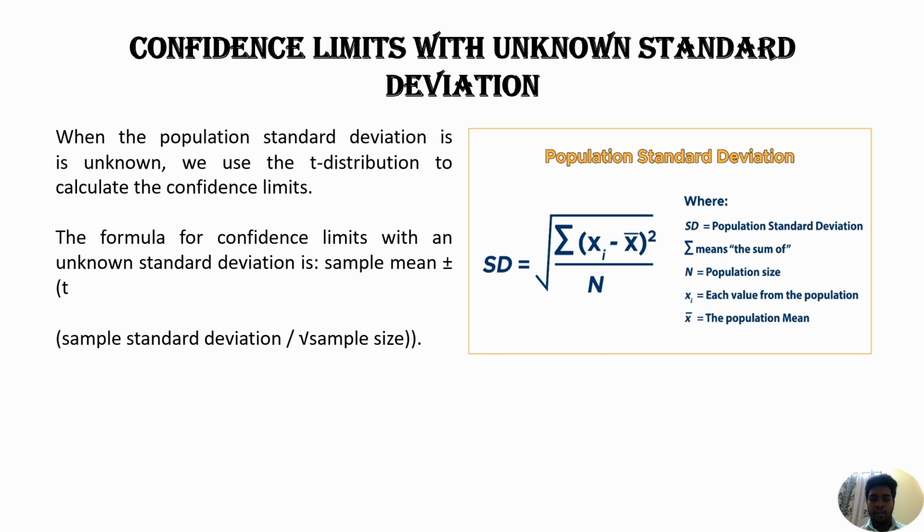where standard deviation is equal to the square root of the sum of (x of i minus x bar) whole squared, divided by n. SD is the standard deviation, sigma means sum, n means size, x i means each value, and x bar represents the mean, the same as the previous one.